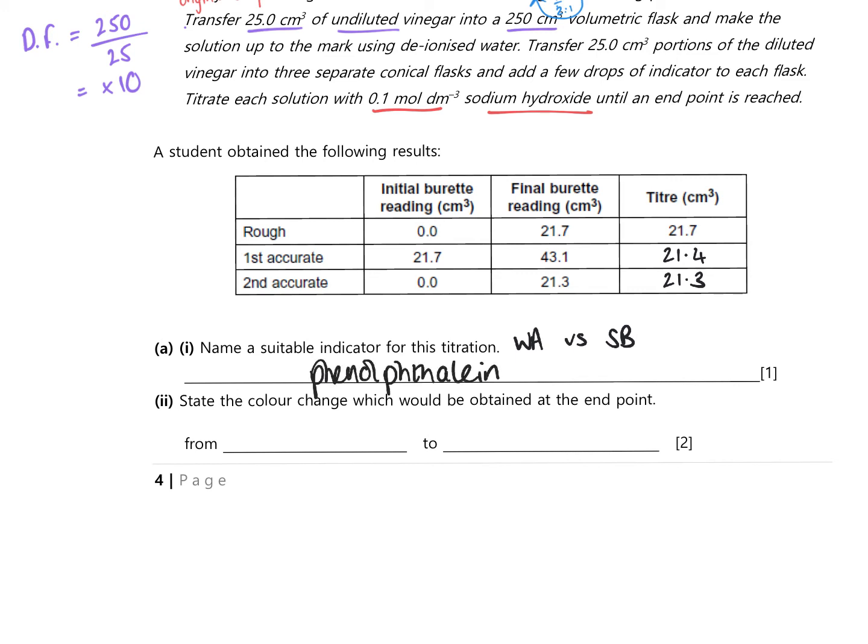Try and get your spelling of phenolphthalein right. If you haven't learned that yet, please do learn it at this stage. And then it asks us what colour change will be observed. Remember, that's always from conical flask to the burette.